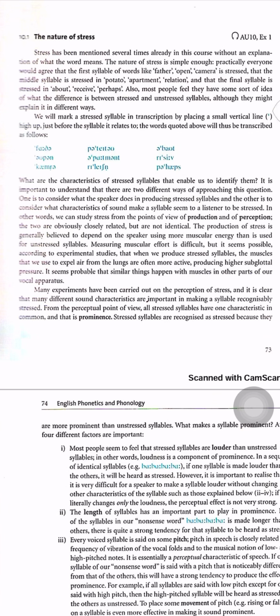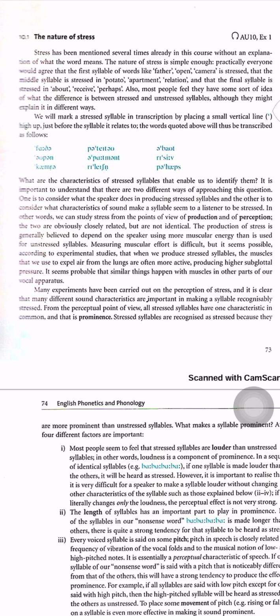Let's make a quick review of how to identify them from the production point of view. The speaker needs more energy to pronounce them. That's why they take more energy to pronounce, unlike the unstressed syllable. This is the main point that we have to tackle from the production point of view.